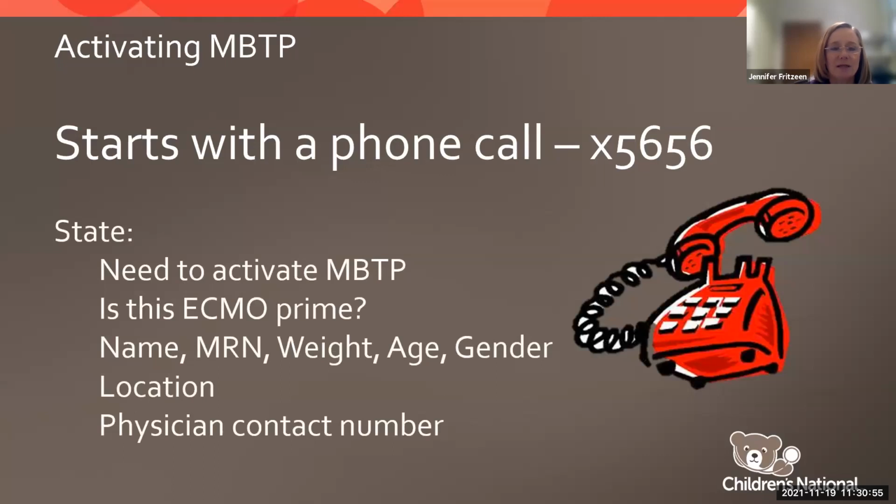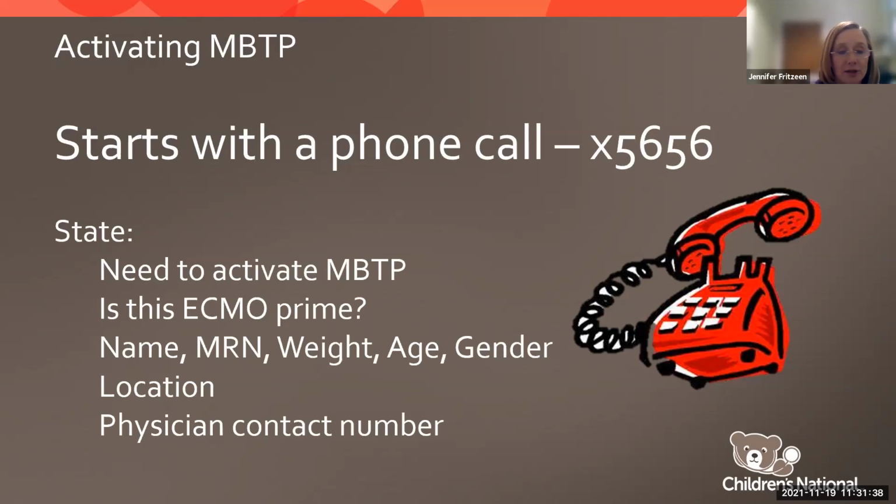When you call 5656, basically you need to tell them that you're activating MBTP. They will ask if it's an ECMO prime. We will provide the name, MRN, weight, age, and gender of our patient. Weight and age and gender are actually very important because that's going to help the blood bank figure out the volumes that you need. If you have a newborn or an infant, they're not going to be sending you the same volume as they would send you for a 12-year-old. And gender is going to be important because of Rh status. A male patient can definitely get positive blood, where a female patient, they try to keep all packed cells negative.